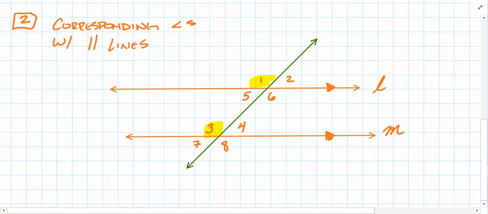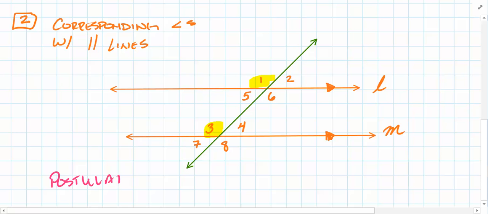Very good. You found something, right? If my lines L and M are parallel, then that makes the corresponding angles what? Congruent, and that's actually a postulate. You guys just figured it out all on your own. So this is a postulate.